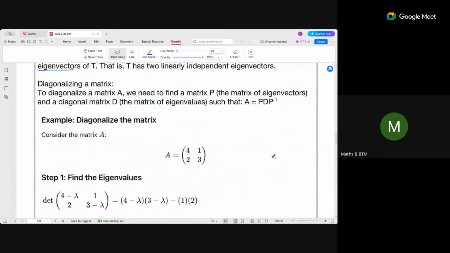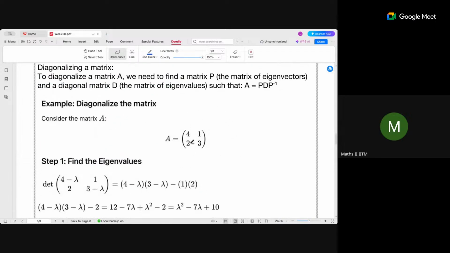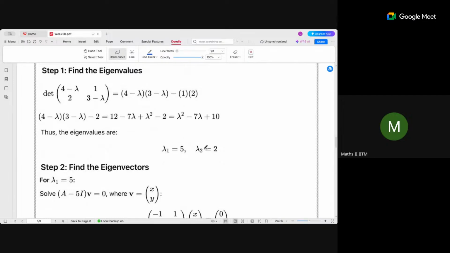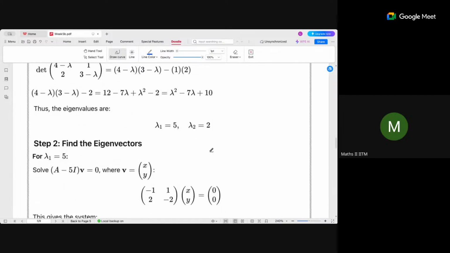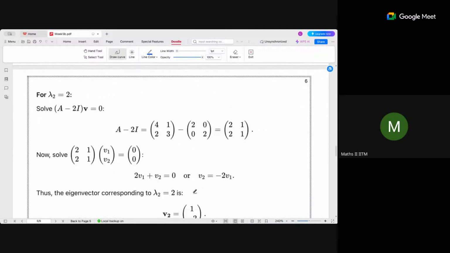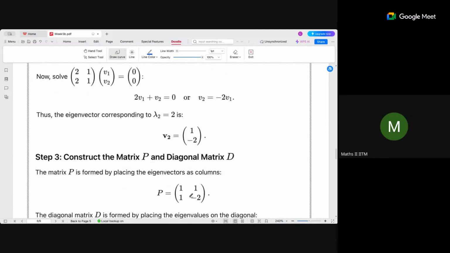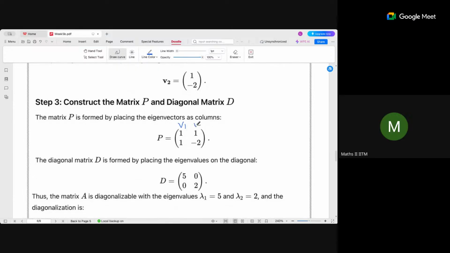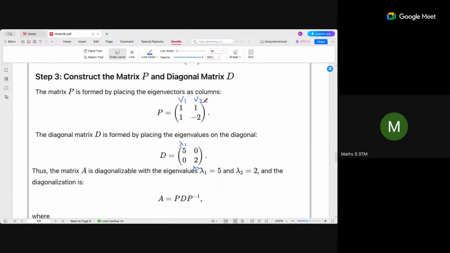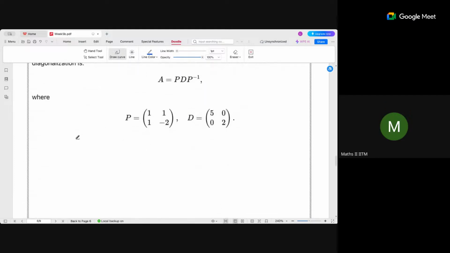So let's see it with another example here. Suppose this is the matrix you are given. You first find the eigenvalues. Once you find the eigenvalues, you find the corresponding eigenvectors and write them as a matrix P. So this is V1, this is V2. This is lambda 1, this is lambda 2. So we formed PD. Then you can find P inverse from here. Maybe I will leave it as homework: find P inverse and verify A equals PDP inverse.